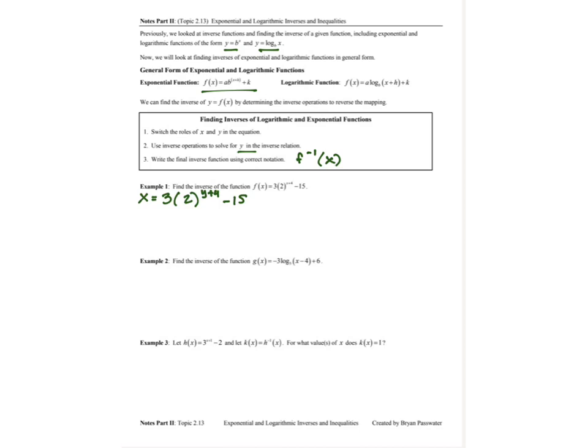Okay. So now let's find the inverse. We've got x is equal to 3 times 2 to the y plus 4 minus 15. What's the first thing we're going to do here? Add the 15 to both sides. Good. Okay, so 3 times 2 to the y plus 4, my bad, 3 times 2 to the y plus 4 is equal to x plus 15. Divide everything by 3. I agree. So now this is going to be 2 to the y plus 4 equal to x plus 15 over 3.